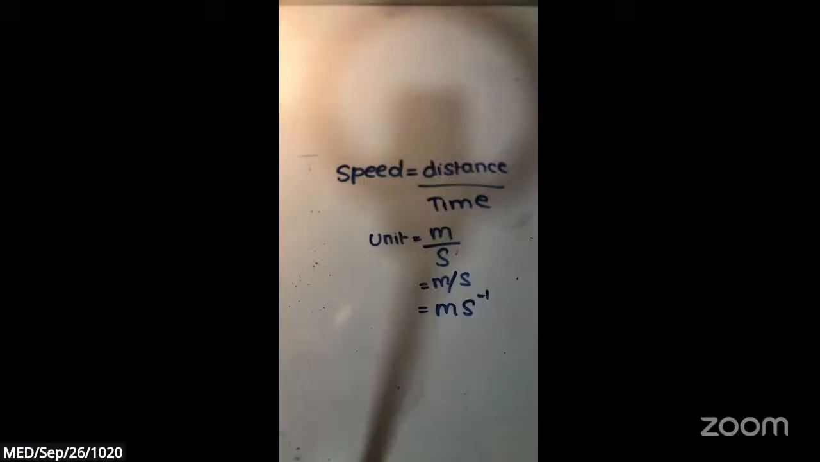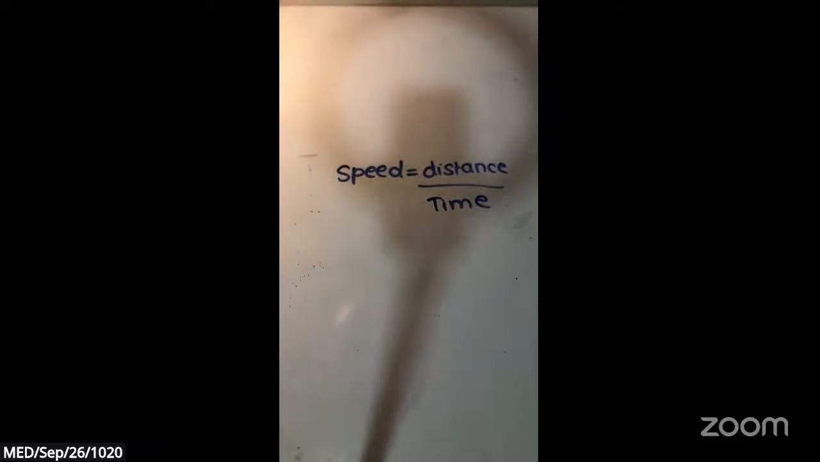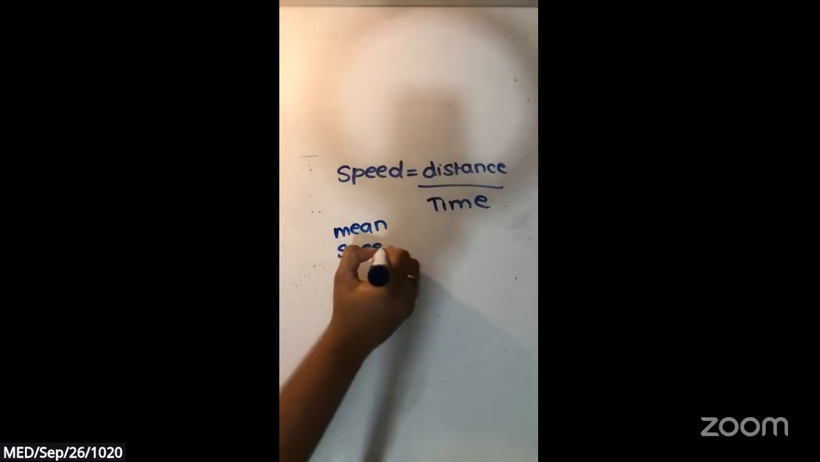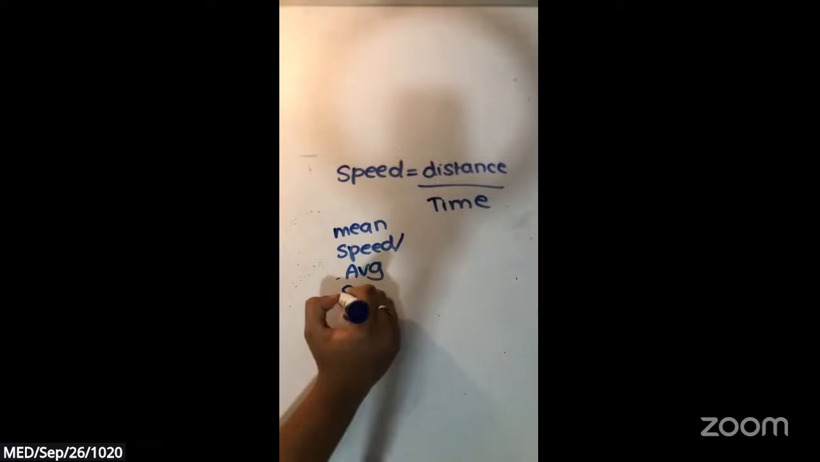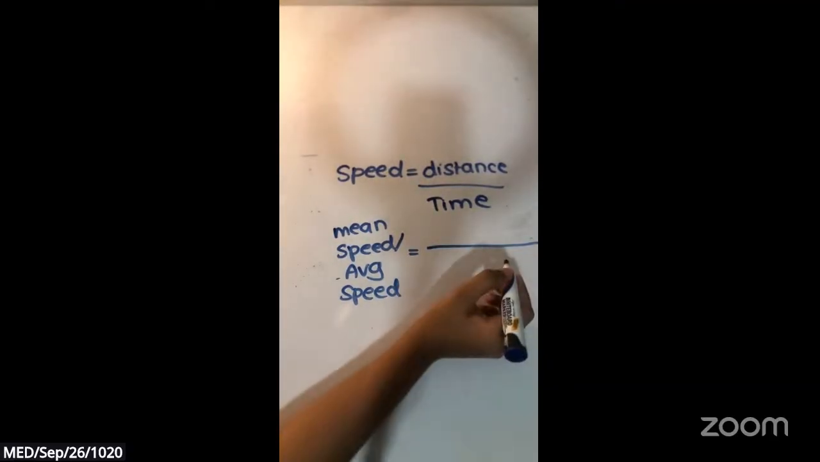The other one is this. Now, just like speed, there's something called mean speed or average speed. Just press AVG, it's average, write it fully, average speed. So what exactly is mean speed or average speed? It's like we talk about the total distance over total time.